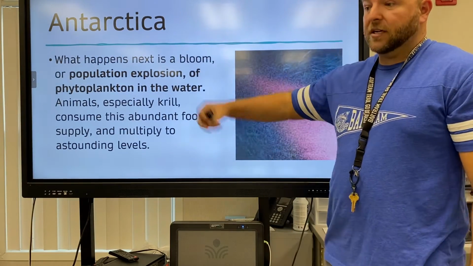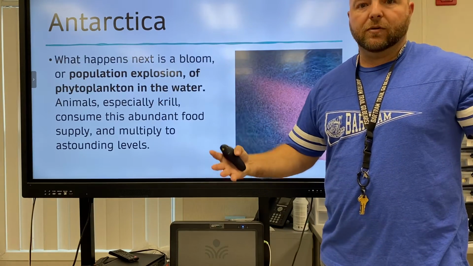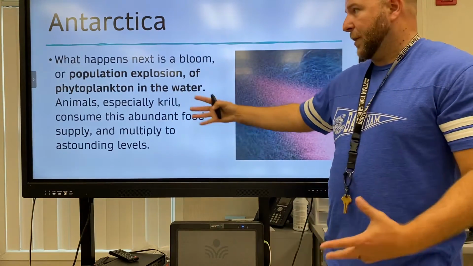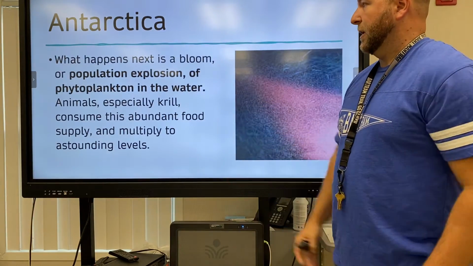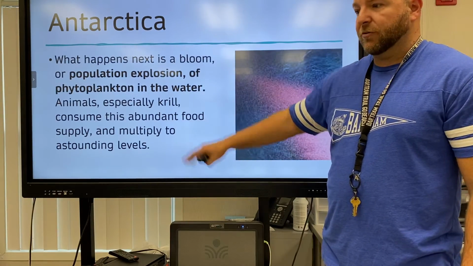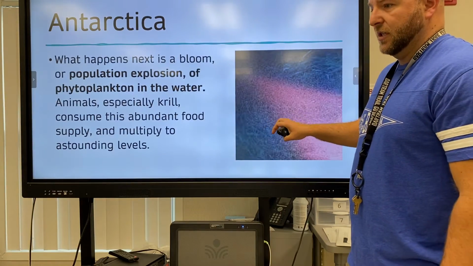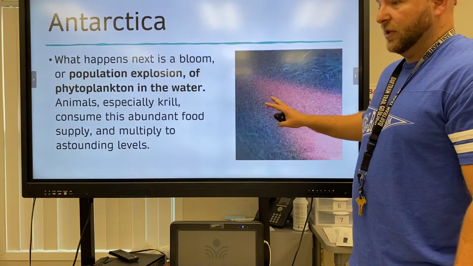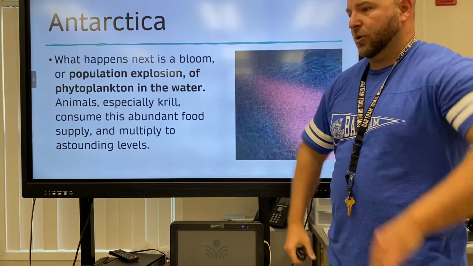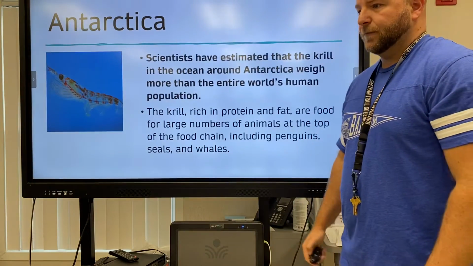So what happens next is a bloom. We have it in ponds and that kind of thing, where we call them algae blooms. But that's essentially what is happening here. In the Antarctic region, the population of phytoplankton explodes. And then from this image, kind of hard to see, but this is krill that come into the area because of the phytoplankton. That population explodes as well. And then the other stuff around it that is eating the krill too.